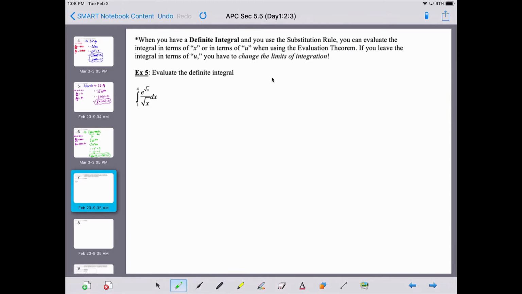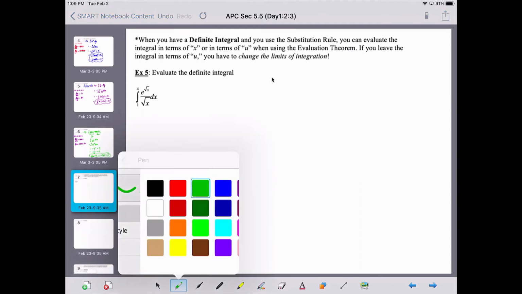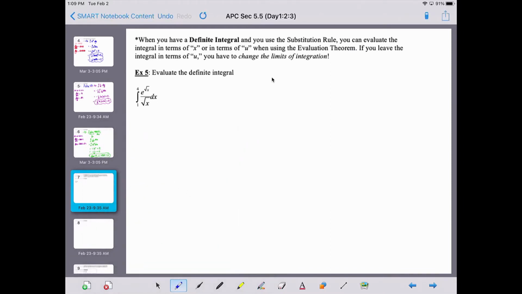So in example 5, we want to evaluate the definite integral. We have the integral from 1 to 4 of e to the square root of x power divided by the square root of x dx. So hopefully it seems obvious that perhaps we should let u be the square root of x in this problem, since that's the exponent on the e, but then that's also appearing in the denominator of our function. At least it's a place to start. It's something to try, right? We can always back up the bus and try something else if it doesn't work, but it's a good place to start. So I am going to say let u equal the square root of x.